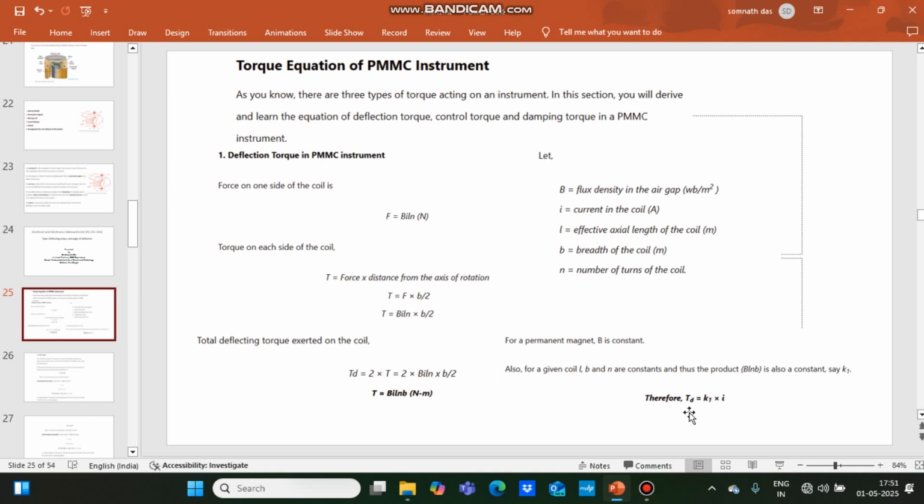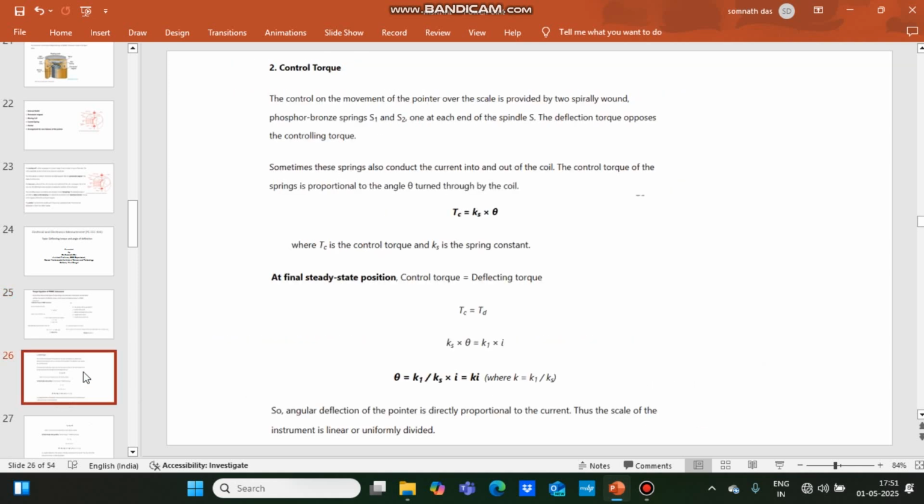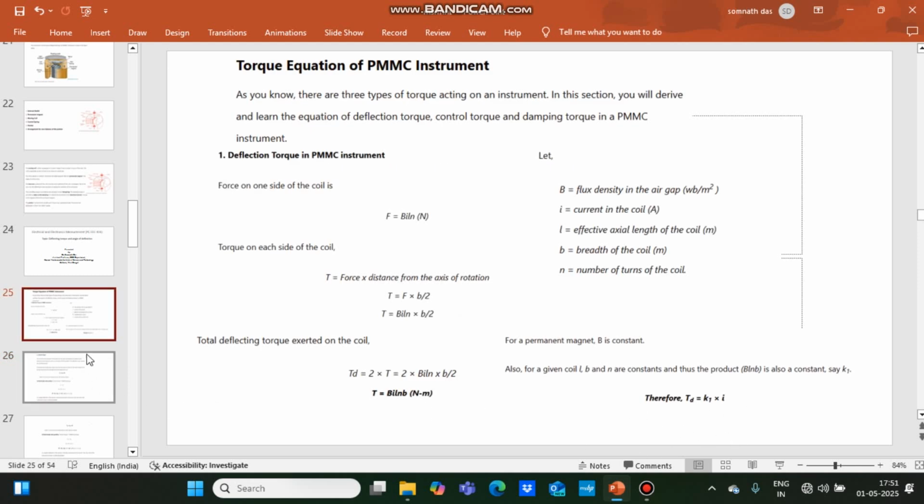Therefore, we can write TD equal to K1 into I. So this is the equation for deflecting torque.